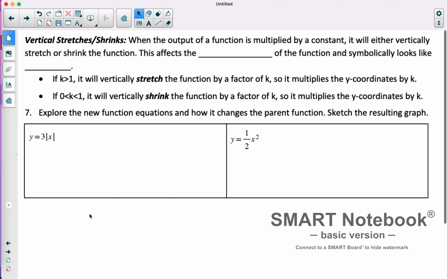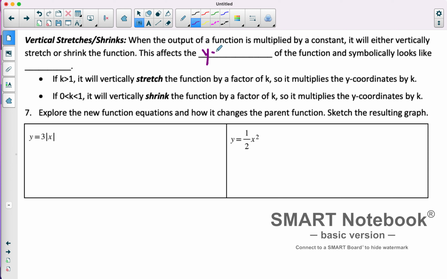The last thing we have are stretches. So there are vertical stretches and there are horizontal stretches or shrinks. So vertical stretches and shrinks are happening when the output of a function is being multiplied by some constant. It will either vertically stretch or shrink depending on what that constant is, but this always affects the y values of the function.